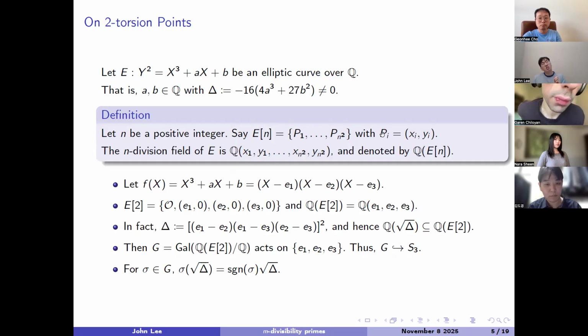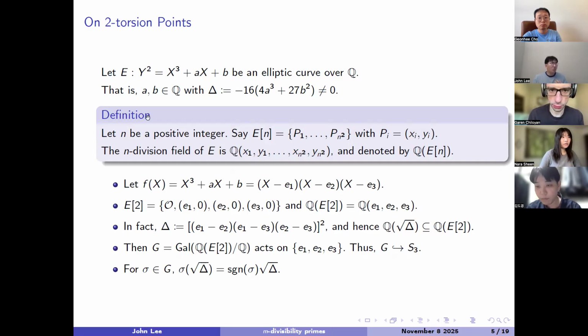Let us take each P_i to have x coordinate and y coordinate x_i and y_i. Then we can consider a field extension over Q by adjoining all these x_1, y_1, x_2, y_2, all the way up to x_{n squared}, y_{n squared}. This is going to be a very huge field, I know. But we call this the n-division field and denote it by Q(E[n]). It has a lot of good information about the Galois representation, which I'll explain later.